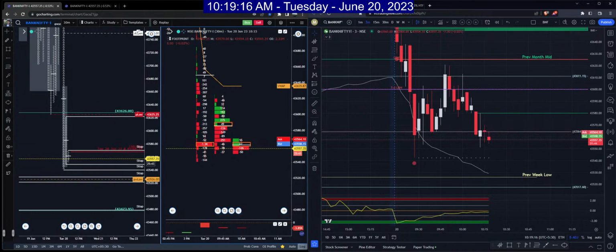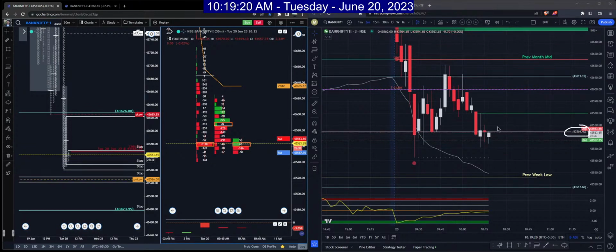So what I'm looking at is the reaction at 43,564. This is the level where I'm seeing supply coming in, and if you see on the market profile chart, we have got stops below these two levels. So I'm looking to see if we break and continue, or do we break and have a reversal.